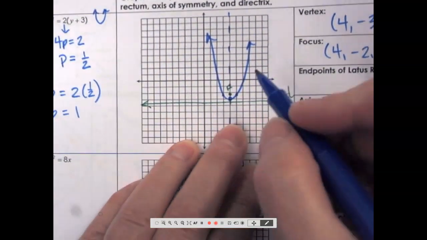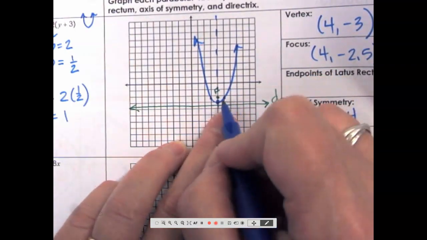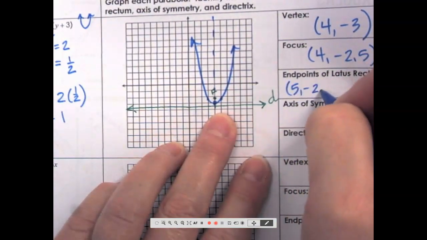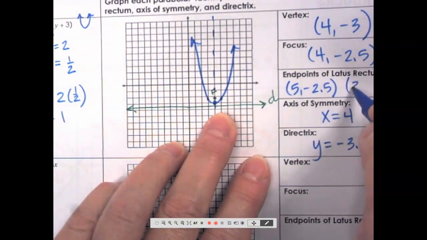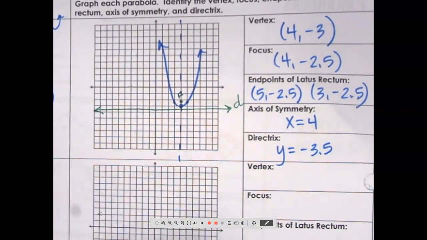So what were those 2 ordered pairs that we plotted? This one is (5, -2.5), and this one is (3, -2.5). And those are all the little pieces that we need.